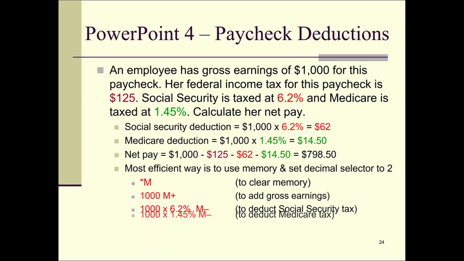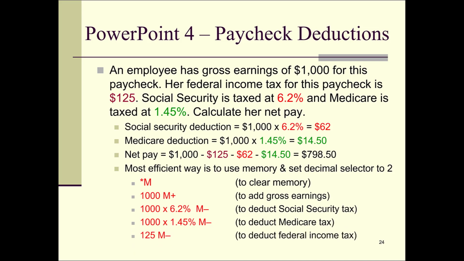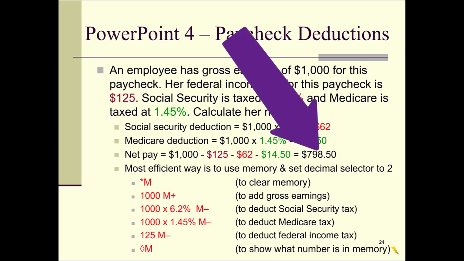To do that, enter 1,000 times 6.2, hit the percent sign, and then hit M minus. Then we're going to calculate Medicare. So that's 1,000 times 1.45%, M minus, and then we have to subtract the federal income tax. So that's 125, M minus, and then to see what is in memory, hit your diamond M, and you should get $798.50.